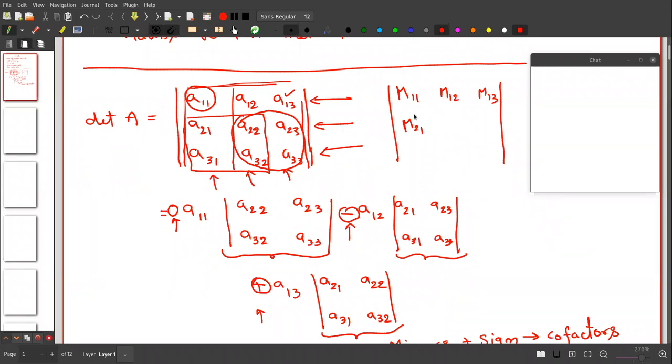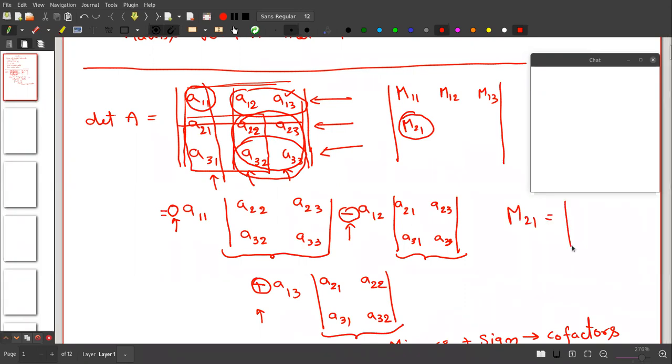If I want to calculate this M21, the minor of 21, we cut these and we write the rest as a minor. So M21 will be A12, A13, A32, A33. This is the minor for second row and first column. So you can calculate any minor.